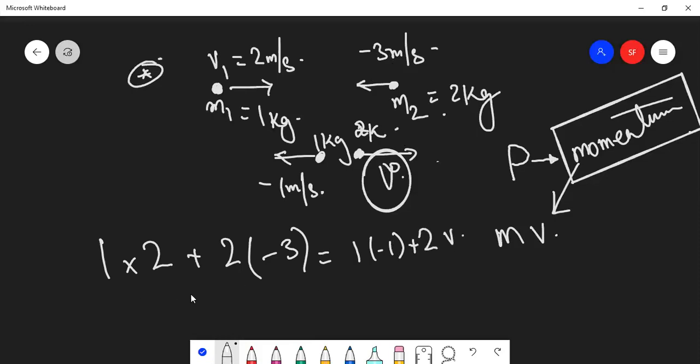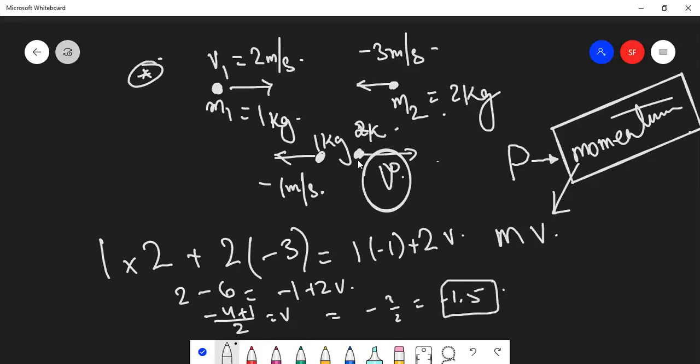I'll just solve it and you get the answer. 2 minus 6 equals minus 1 plus 2v. And this is going to be minus 4 plus 1 upon 2, which equals v, which is minus 3 upon 2, so minus 1.5. And the minus 1.5 means that this mass will not go to the right, but rather it will also go to the left, because minus is the direction that we've considered the left side. And the speed is 1.5 meters per second.